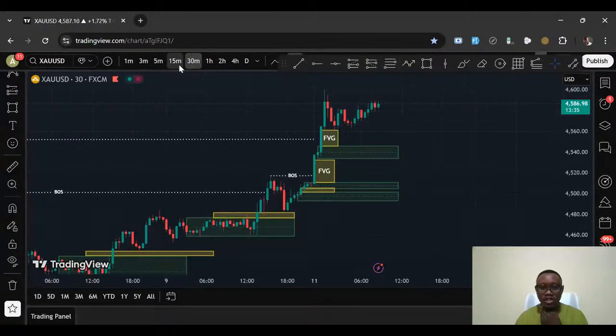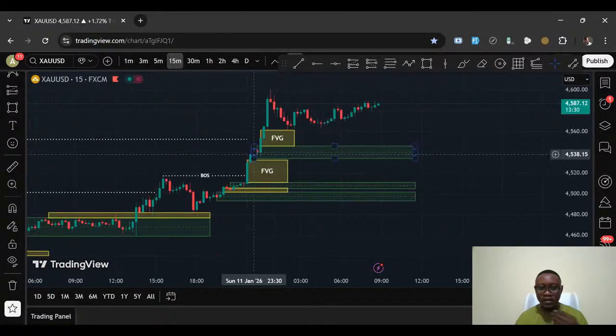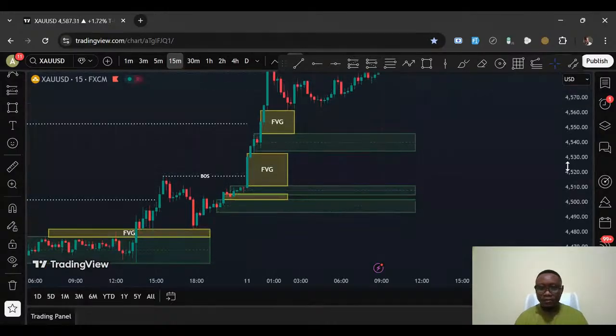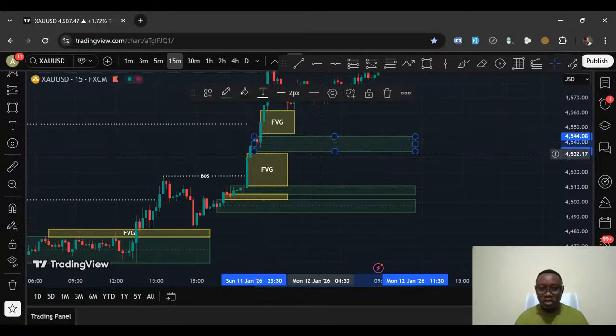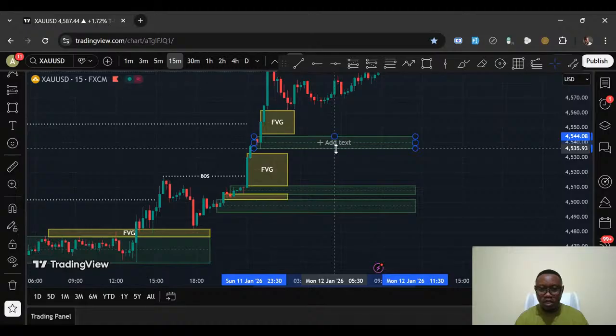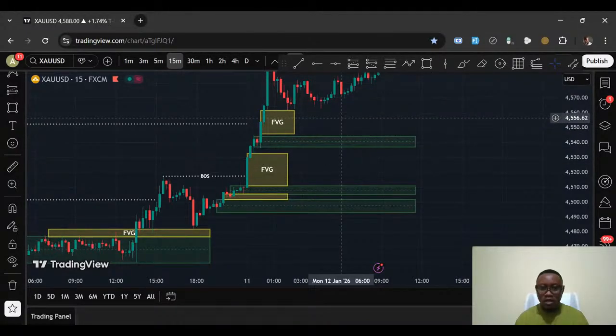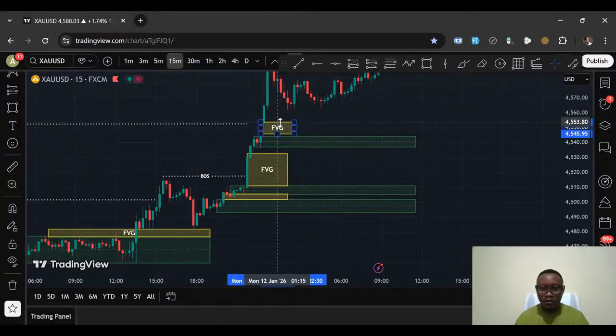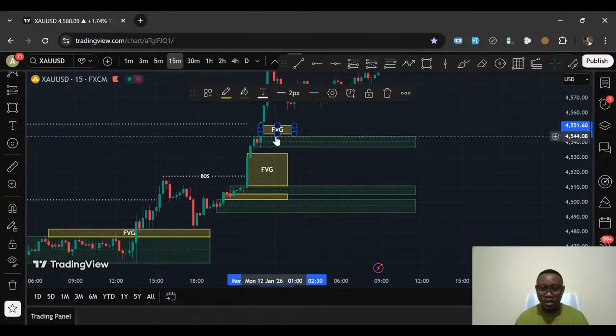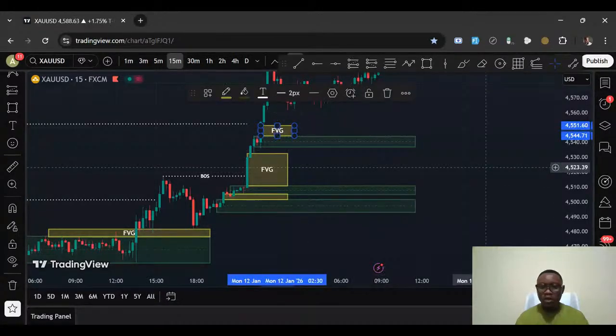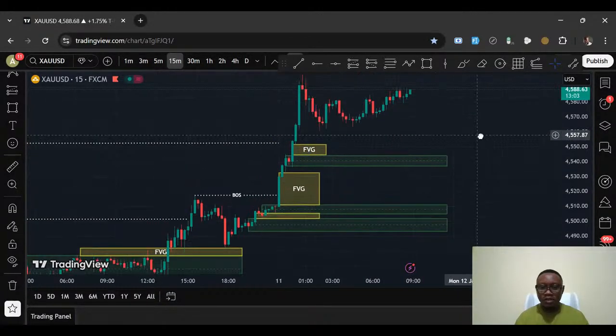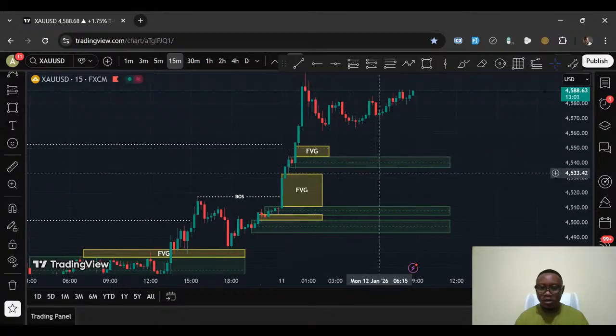Okay, now let's drill down to a 15 minutes time frame to further refine our zone. All right, so this is it. Let's refine it to this candle, the candle before the impulsive move, this one. Okay, good. And the fair value gap, refine it further to this and fill up this gap. Okay. So from the 15-minute perspective, this is our order block zone.